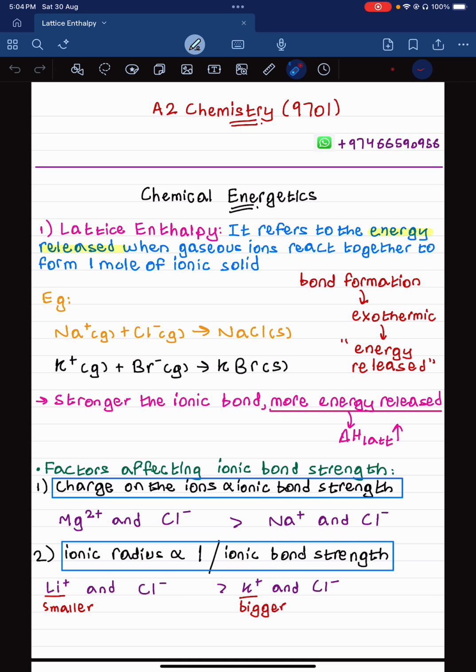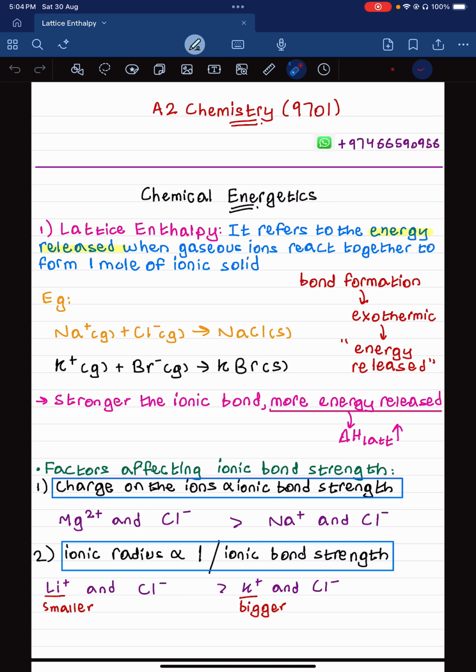And what do you mean by lattice enthalpy? Lattice enthalpy or lattice energy simply means the energy which is released when gaseous ions react together to form 1 mole of ionic solid. Let's repeat this. Lattice energy refers to the energy which is released. So it's not the energy which is taken in, it's the energy released. As a result, we understand that bond formation is happening, which is exothermic. And this is why energy is released.